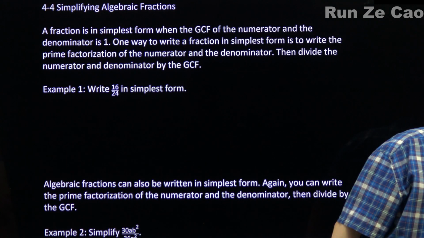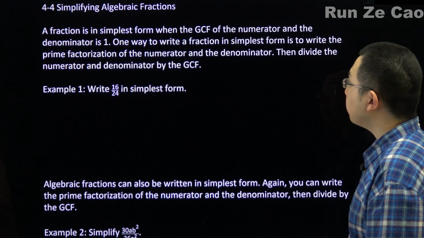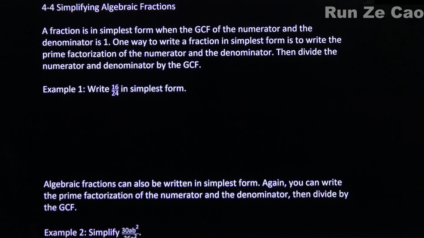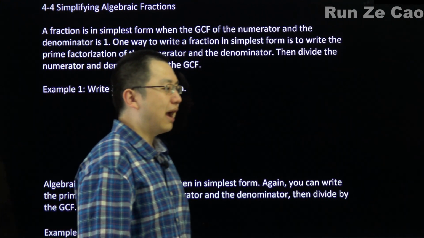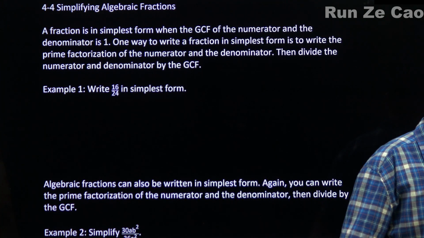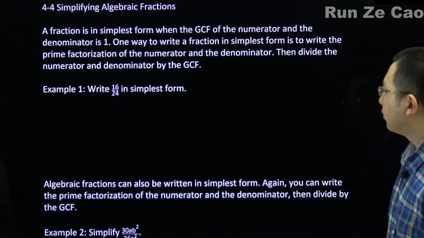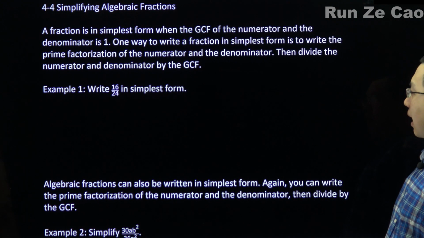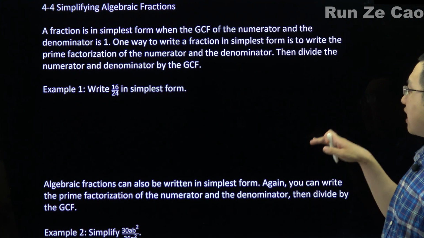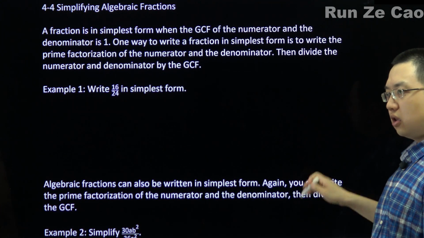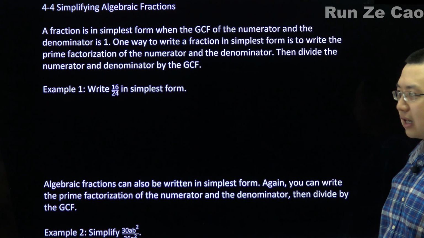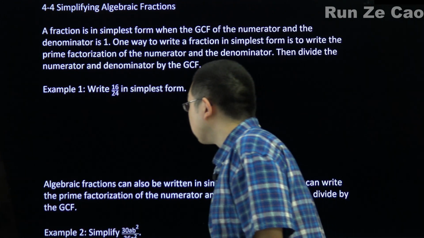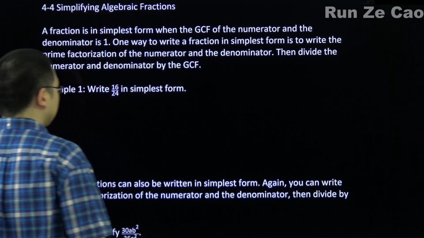Simplifying algebraic fractions. A fraction is in simplest form when the greatest common factor between numerator and denominator is 1. In other words, we've canceled out all the common factors we can, besides 1, which we can't help. One way to write a fraction in simplest form is to write the prime factorizations out and then cancel the terms that match up. In other words, you divide both by the greatest common factor. For example, write 16 over 24 in simplest form.